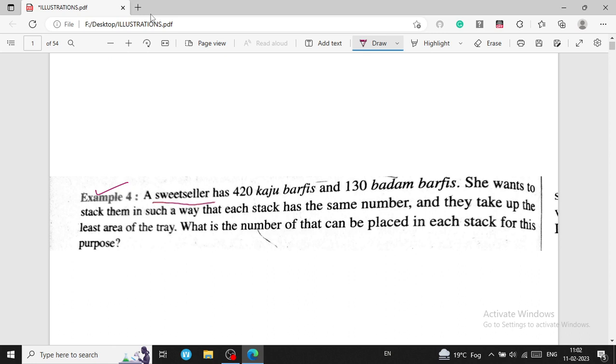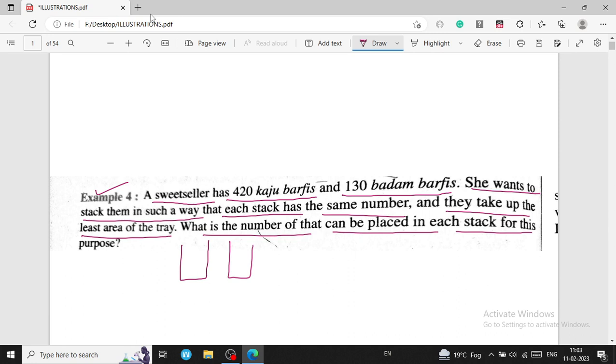A sweet seller has 420 Kaju burfis and 130 Badam burfis. She wants to stack them in such a way that each stack has the same number, and they take up the least area of the tray. What is the number of burfis that can be placed in each stack for this purpose?